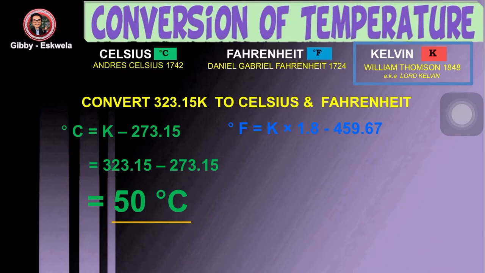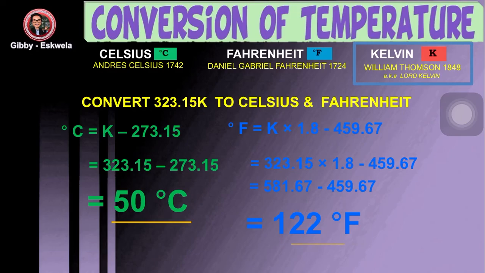And in converting it to Fahrenheit, use that formula, then substitute the given value for Kelvin, which is 323.15, and multiply it by 1.8. 323.15 times 1.8 is 581.67, minus 459.67, which is the constant value, is equal to 122 degrees Fahrenheit. Therefore, 323.15 Kelvin, 50 degrees Celsius, and 122 degrees Fahrenheit are all equal values.